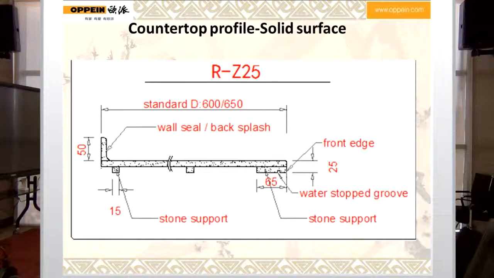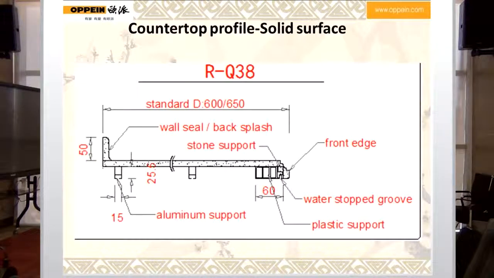This is R-Z25. The height of the front edge is 25 mm. And here is the stove support. And this is R-Q38. Okay, look at the front edge. This is a complicated countertop profile. And it is also with an aluminum support bar underneath.